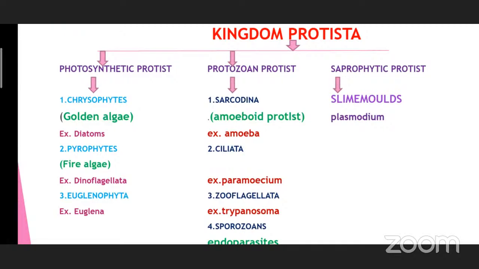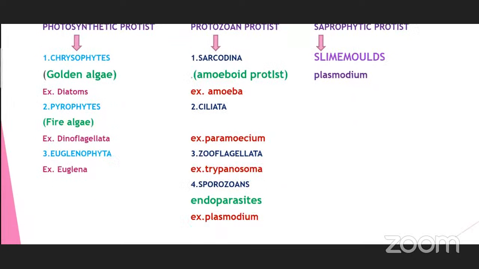So next, protozoan protist. Protozoan protist means animal-like. They are classified based on the locomotory organ. If pseudopodia is present, then it is called Sarcodina. These are amoeboid protists. Example is Amoeba and Entamoeba histolytica. Next, Ciliata. Ciliata, example is Paramecium. Paramecium will be having cilia.